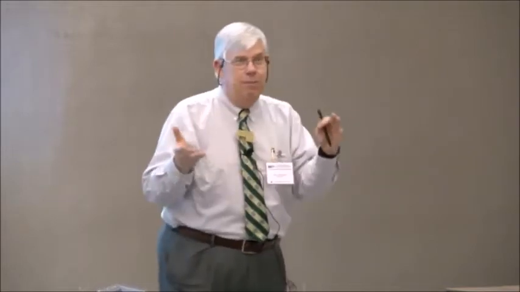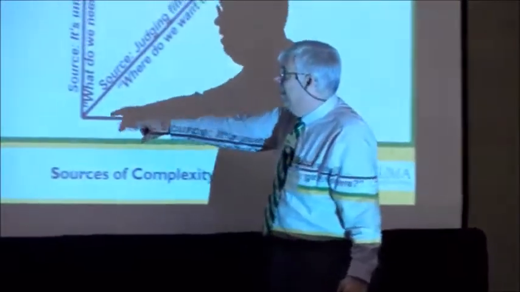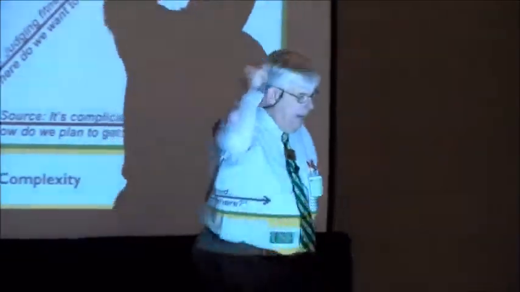So what I need to do is not tell you what complexity is, but tell you about the different types of complexity as I see them, so I can be at least clear as to what I am discussing. And I would argue that there are three basic sources of complexity. One is unfamiliarity. And unfamiliarity can be framed as, what is it that we need to know that we don't already know? That is one source of complexity.